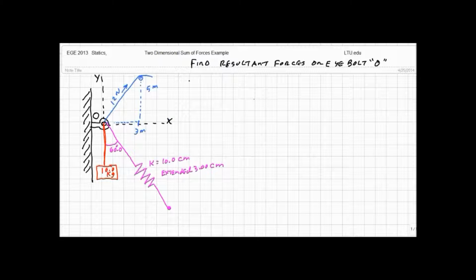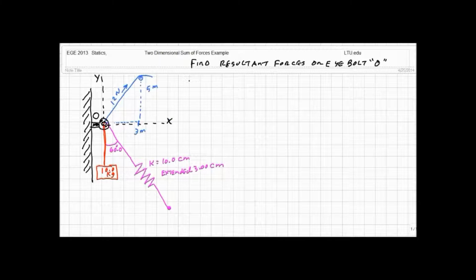But over here on the left you see we have an eye bolt there in black. I'll color that in a bit. So there's our eye bolt. There's three forces acting on this. In blue we have a rope that goes over a pulley or something, and this pulley is located 3 meters in the X direction, 5 meters in the Y direction.